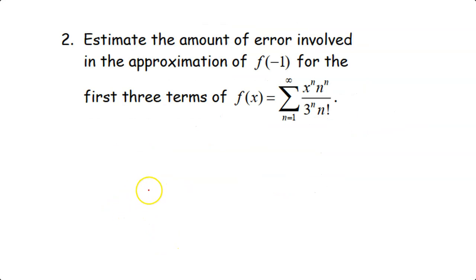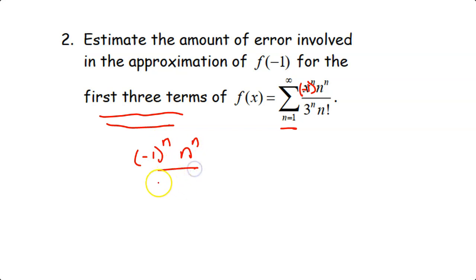This problem says estimate the amount of error involved in the approximation of f of negative 1 for the first 3 terms. So since we're starting at 1, they will line up. So I'm going to put a negative 1 in for my x. So my problem reads negative 1 to the n times n to the n over 3 to the n times n factorial.